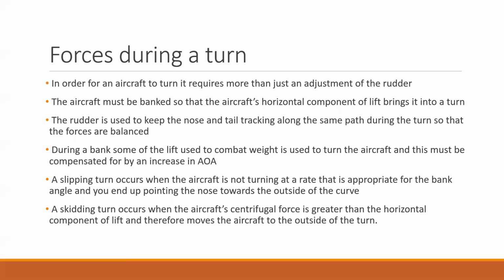During a bank, however, obviously you're losing some of that vertical component of lift. And so in order to compensate for that and to keep the airplane at the same altitude, you have to increase the angle of attack. As you're pulling through the turn, you usually have to pull the nose up a little bit so that your vertical component of lift is increased enough to keep the aircraft flying at the correct altitude.